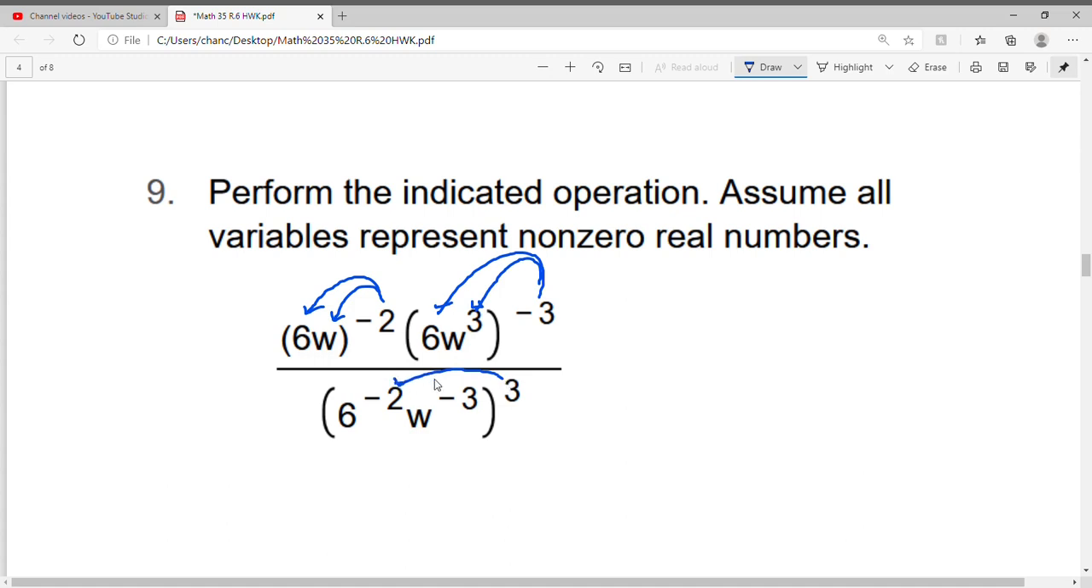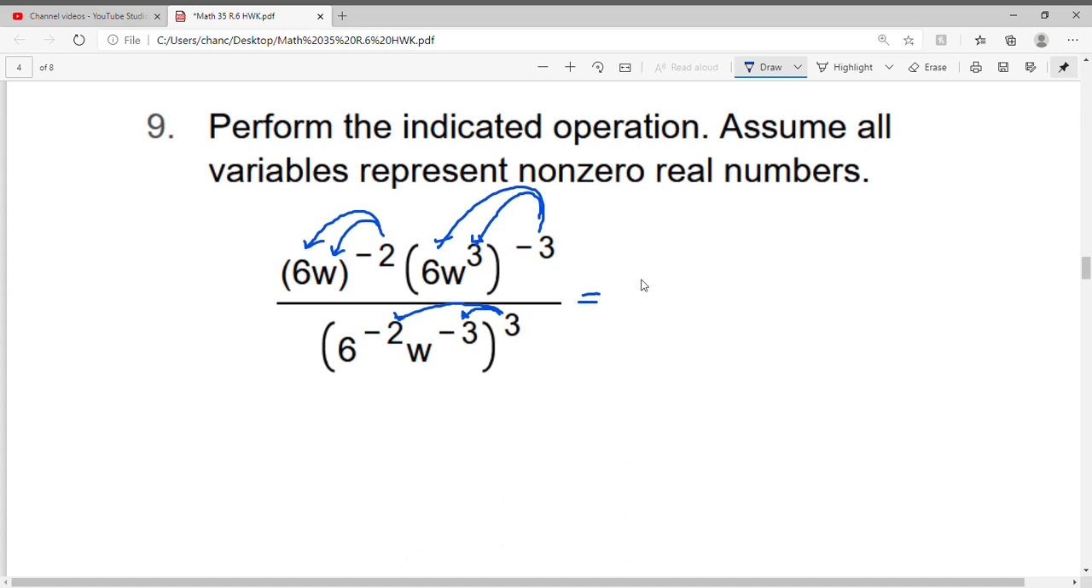Same thing here on the bottom. We'll distribute all of these exponents to their corresponding exponents. So let's take our time on this one. This is 6 to the negative 2, w to the negative 2. This is 6 to the negative 3. Again, there's an invisible exponent of 1. This is actually w to the negative 9, because 3 times negative 3 is negative 9. We'll put that over 6 to the negative 6, w to the negative 9.